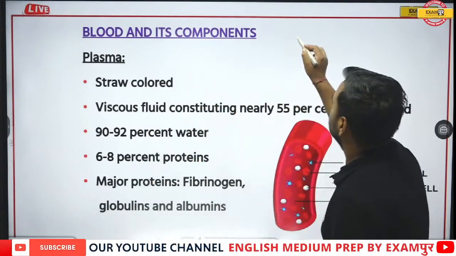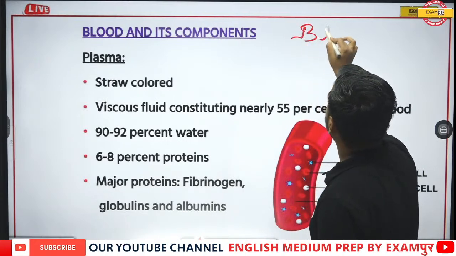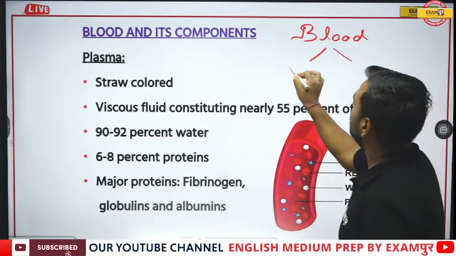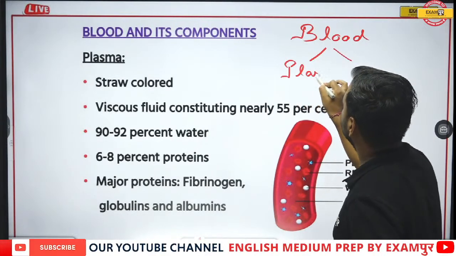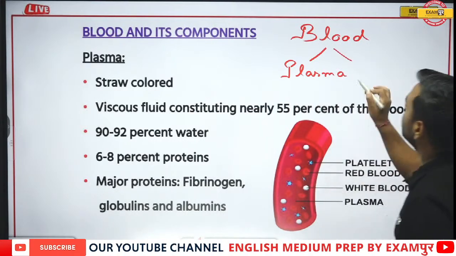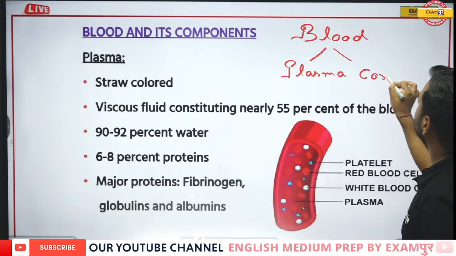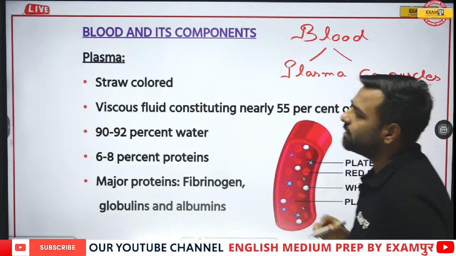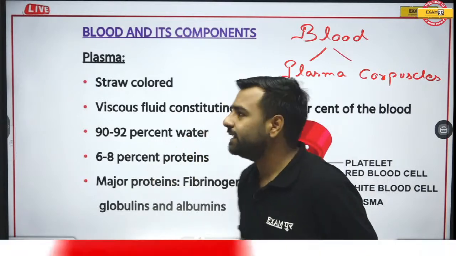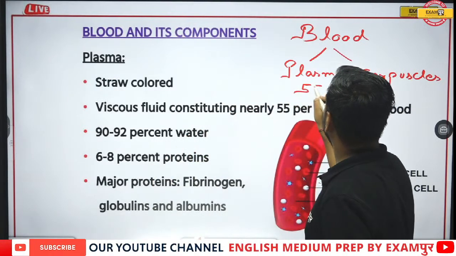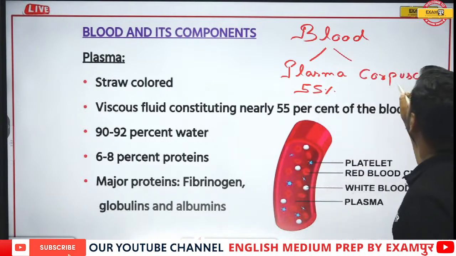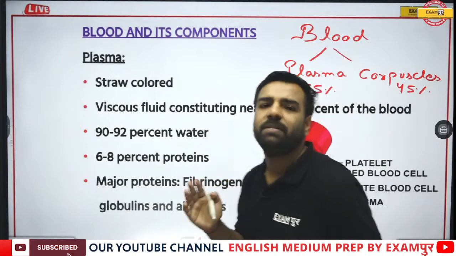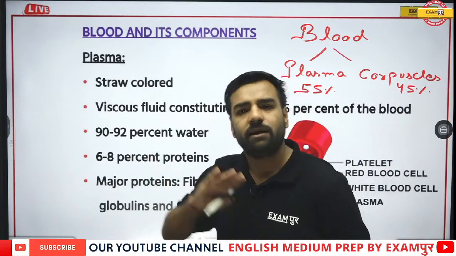We were discussing, if I'm talking about blood, this blood is actually divided into two components. One is your plasma and another one is blood corpuscles, where blood corpuscles include RBC, WBC and platelets. If I talk about the percentage, 55% of your blood is plasma and 45% is blood corpuscles. One by one, we'll be understanding about everything.